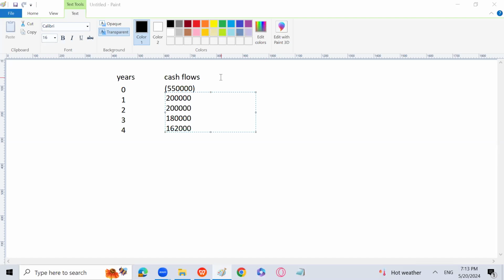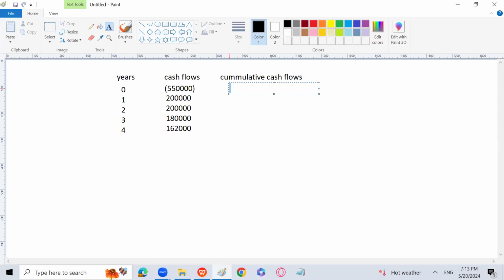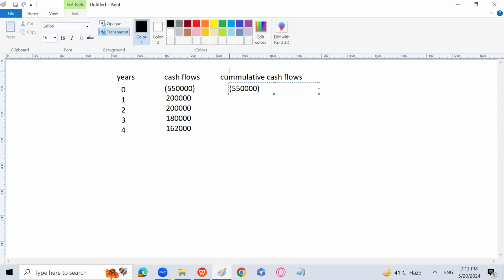Next, in order to find payback period, I'm going to calculate the cumulative cash flows. Cumulative cash flows, the word has derived from accumulation. Accumulation means you are combining the cash flows together. So you will calculate cumulative cash flows. So in year 0, the cumulative cash flow will remain the same. That is 5,50,000, a negative outflow of cash, which we are going to discuss for today.